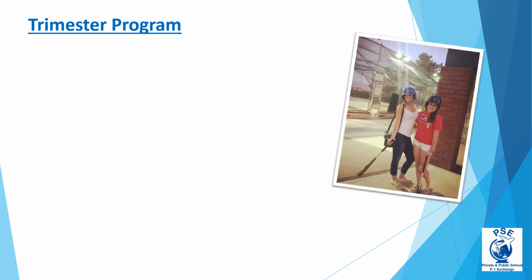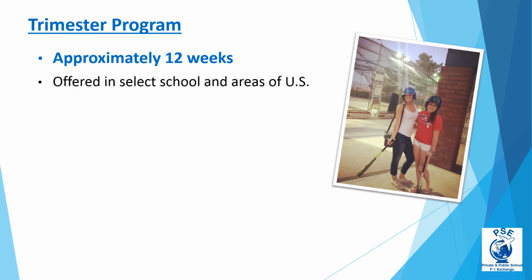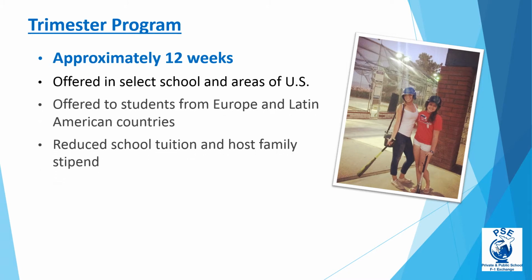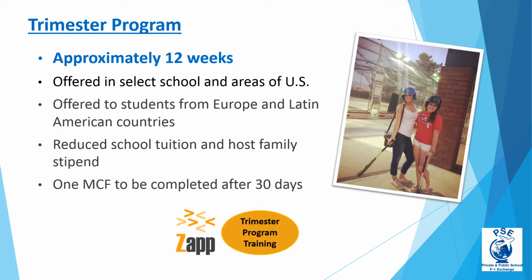As a reminder, the trimester program exchange experience lasts approximately 12 weeks. It may be shorter or longer in duration, depending on the circumstances. The program is offered in select schools in areas of the United States, and to students from Europe and Latin American countries. The trimester program includes a reduced school tuition and host family stipend. Trimester students typically only require one MCF, which is completed after the student has been on the program for 30 days. Please refer to the trimester program training located in the resources section of ZAP for additional information.